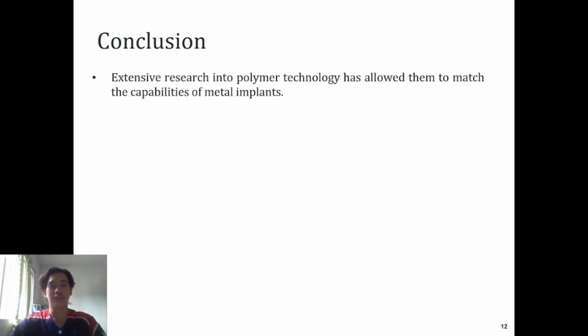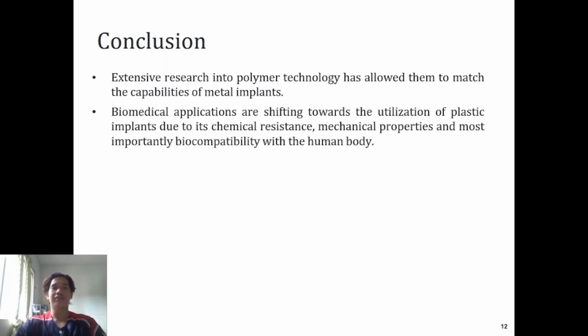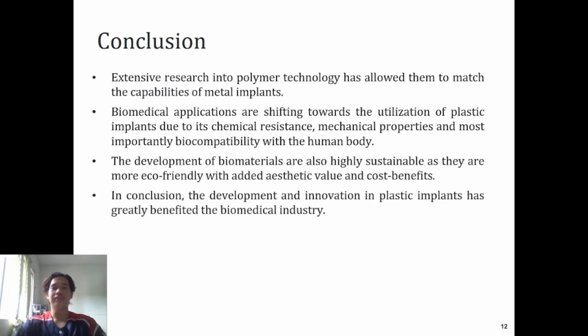Lastly, the conclusion. It shows that extensive research into polymer technology has allowed them to match the capability of metal implants. Next, in biomedical applications, they utilize plastic implants because they are chemical resistant, have good mechanical properties, and most importantly, are biocompatible with the human body.